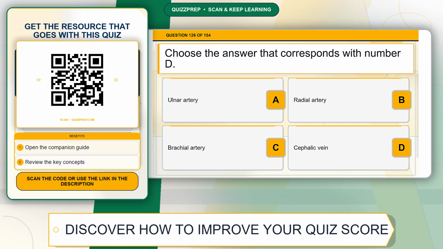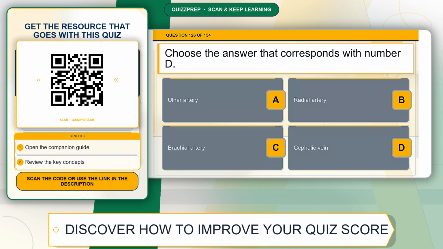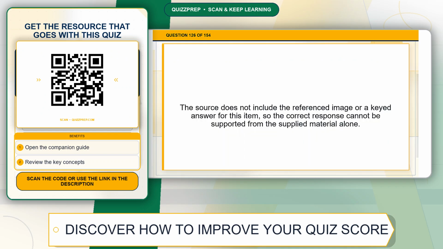Question 126. Choose the answer that corresponds with number D. Option A, ulnar artery. Option B, radial artery. Option C, brachial artery. Option D, cephalic vein. The correct answer is now shown. Explanation. The source does not include the referenced image or a keyed answer for this item, so the correct response cannot be supported from the supplied material alone.